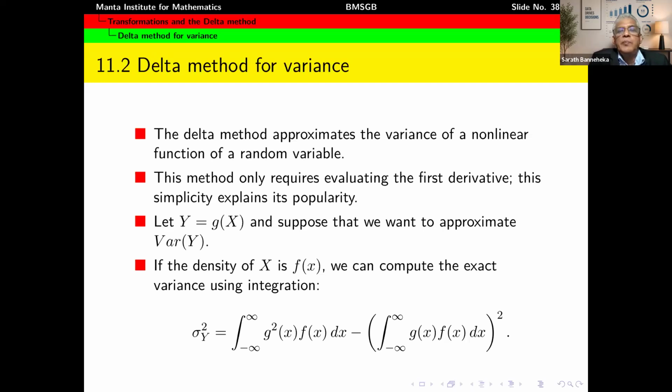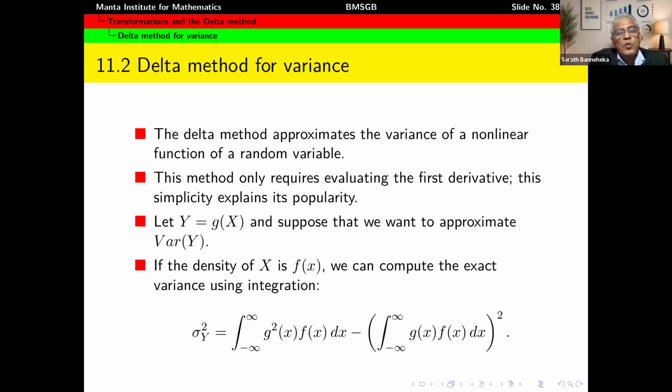So the delta method approximates the variance of a nonlinear function of a random variable. Of course, if it's a linear function, we don't need any of these things. We can directly get the exact variance formula. This is important when the transformation is nonlinear. This method only requires evaluating the first derivative. Therefore, this method is very popular. That's why it has a name also. It's called the delta method.